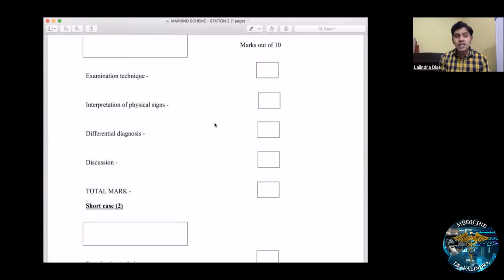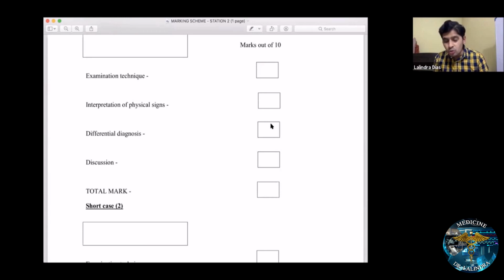Then you have interpretation of physical signs. The next thing is you present to the examiner, how to present this short case. I'll be showing you videos today on how to deal with these sample presentations of a short case. Right. So interpretation of physical signs, that also we give a big component, again multiplied by 5. So you get a big component in your short case.